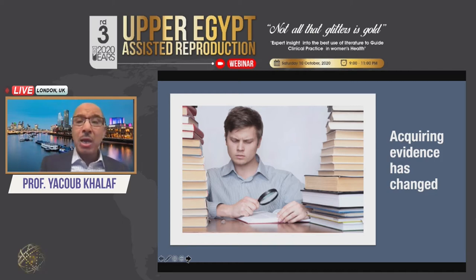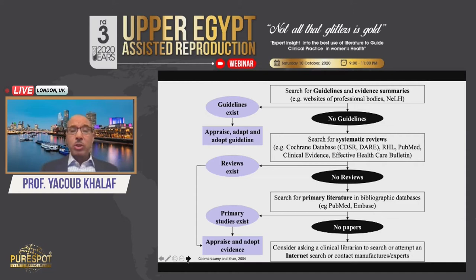We are privileged now because if we want to look at the evidence, we have very good, well-established and readily available sources. You can start by going to guidelines, what the national guidelines in a decent society would say. If you have the guidelines summarizing the evidence and giving you the bottom line, the job is done for you. No excuse for avoiding it.